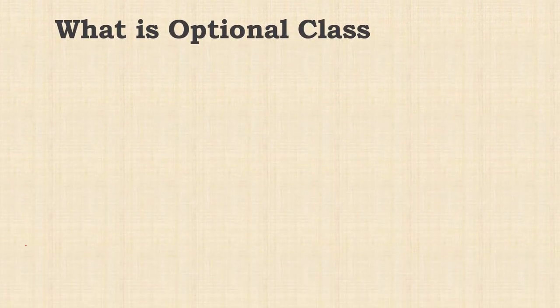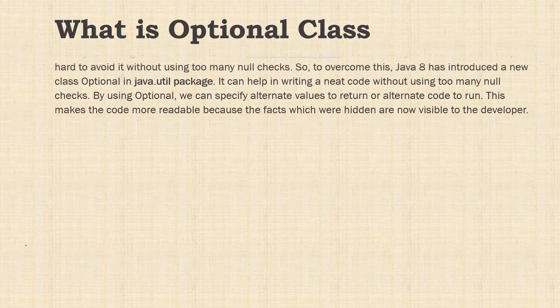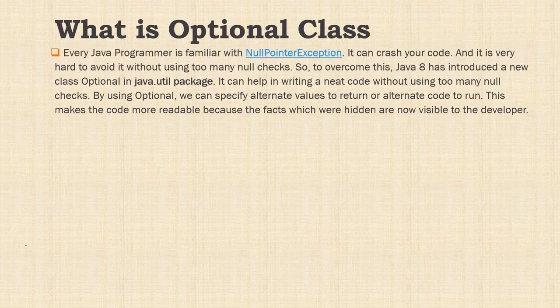So what is optional class? Okay, every Java programmer is familiar with null pointer exception. I think you know what a null pointer exception is. It is a very common thing in programming. If you are doing any programming, you will get a null pointer exception. That means if a value is null and you are trying to do some calculation, or a string is null and you are trying to do string dot length, in that scenario you will get a null pointer exception. It can crash your code, and it is very hard to avoid without using too many null checks.